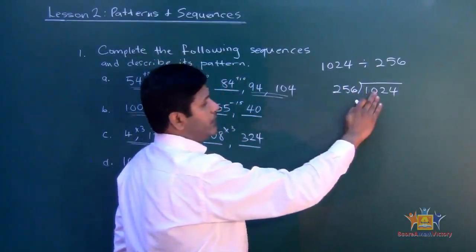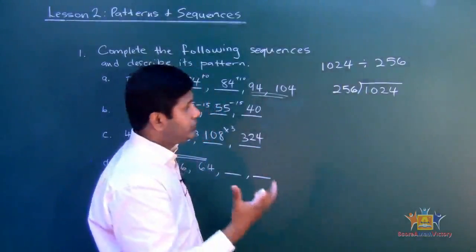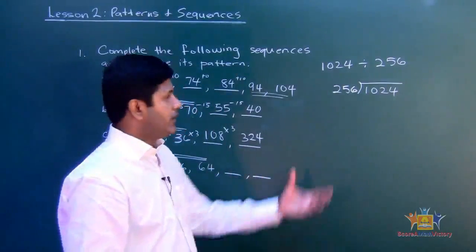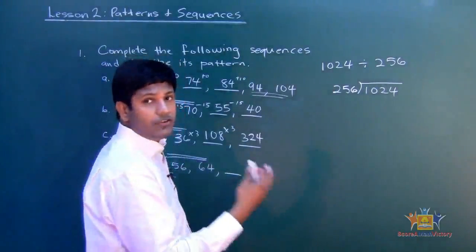There's no way you cannot do that. The second digit, 10, is still too small, and the third digit, 102, is still small. So the fourth digit, which is 1024, is too big, it's outside our timetable range. So we're going to use the trial and error method.